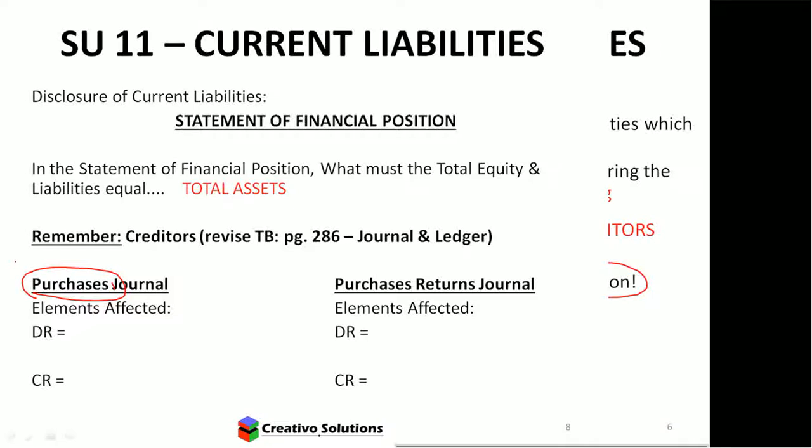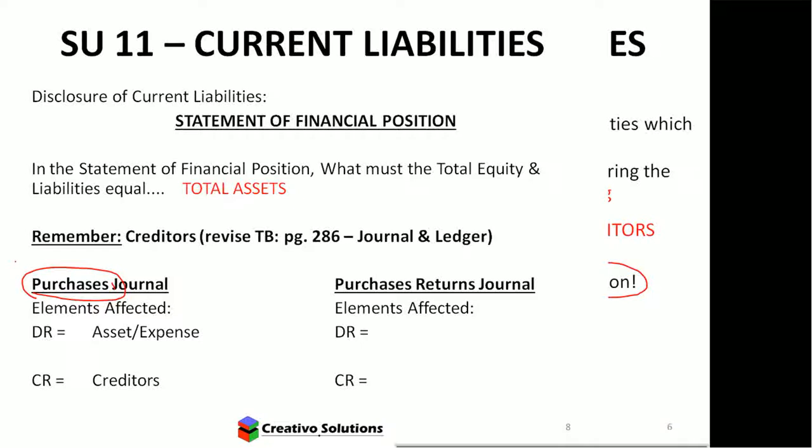If you're purchasing and it's on credit, what's going to happen to your creditors? Increase or decrease? Why increase? Because you're buying on credit. So am I going to now have a creditor? Yes. Before, did I have a creditor? No. Now I have a creditor. Am I going to record that in my books? Yes. Are you increasing the liability? Yes. Then look at your rules. Where does the liability increase? On the credit side, exactly.